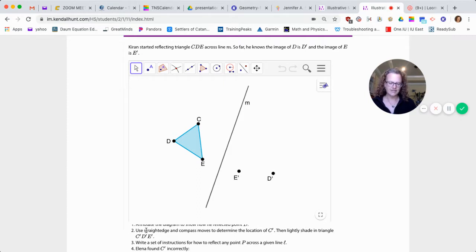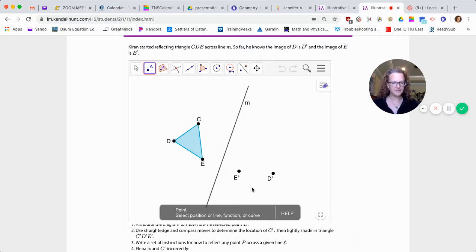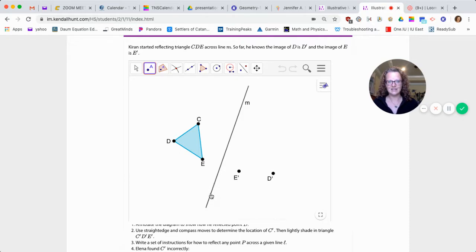Really, to reflect these is a little more challenging. If I'm reflecting D, I need the distance from D to the line to be the same as the distance from D prime to the line. And the best way to do that is using a circle. So what I really need is a point. Well, I'm just going to draw a circle. We're going to point there.